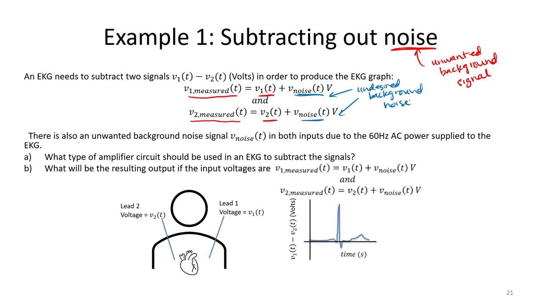And so in this example, we're being asked two questions. Our first question asks us, what type of amplifier circuit should we use in order to subtract the signals? All right, so second part of our question asks, what will be the resulting output if our input voltages are V1 measured and V2 measured as shown? So let's give this a try.